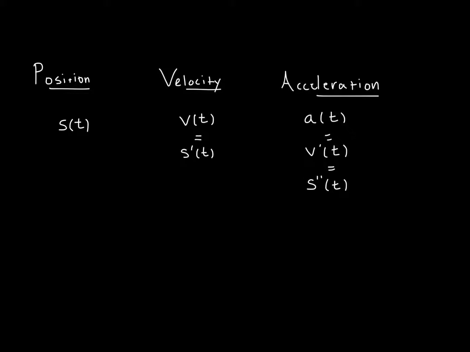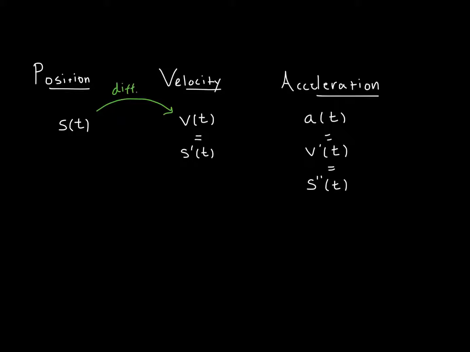So first, moving from left to right. If I have a position function, I can then find the velocity function by differentiating. All right, so notice, of course, that the derivative of s of t is s prime of t, which is the velocity, the rate at which the position is changing at any time t.